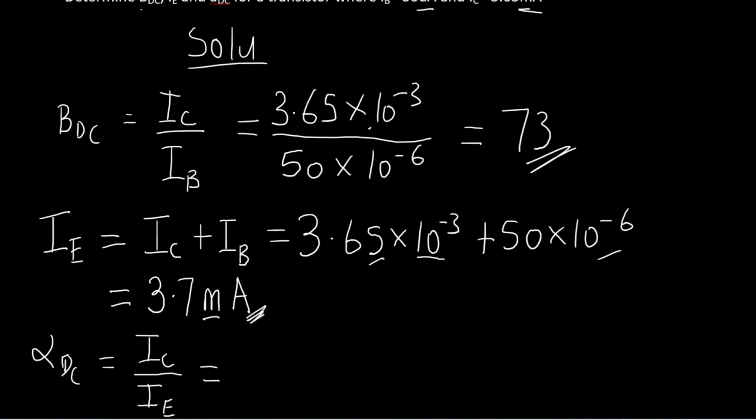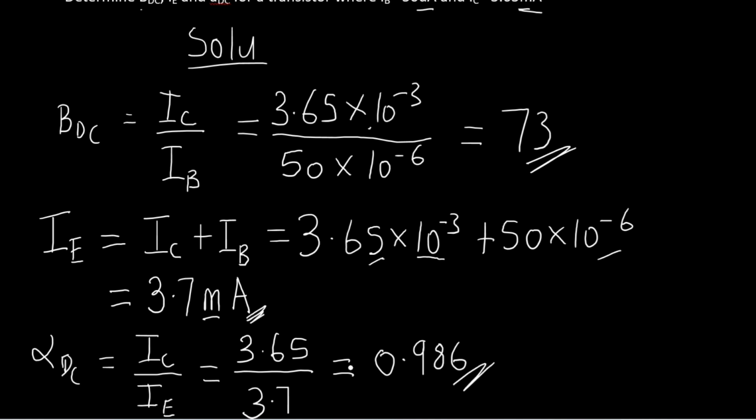So we have 3.65 over 3.7. When we divide it, we have our answer to be 0.986. Okay, so this is our value for alpha DC. Remember, this value can never be 1. Let us try one last example under current relationships.